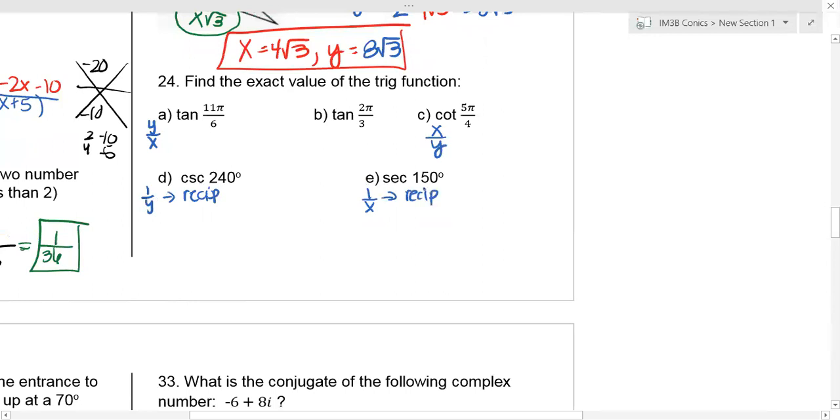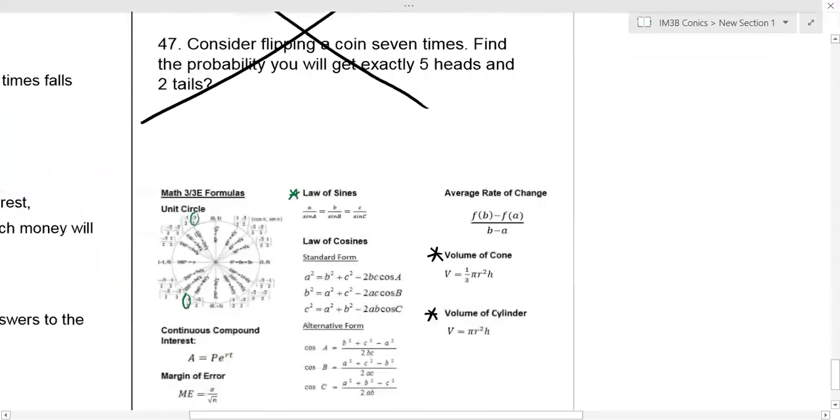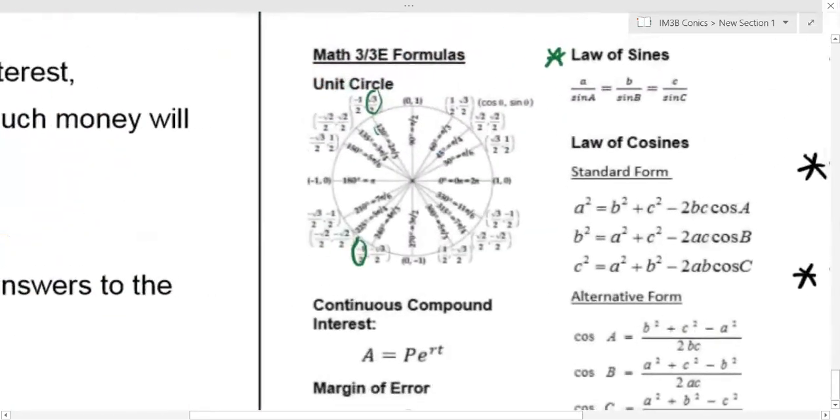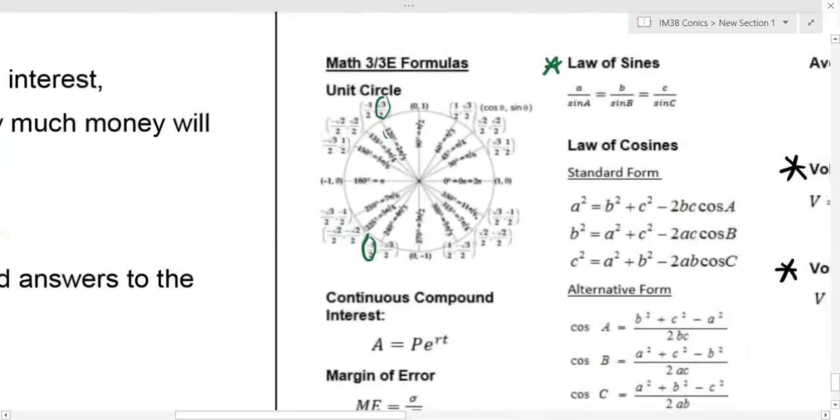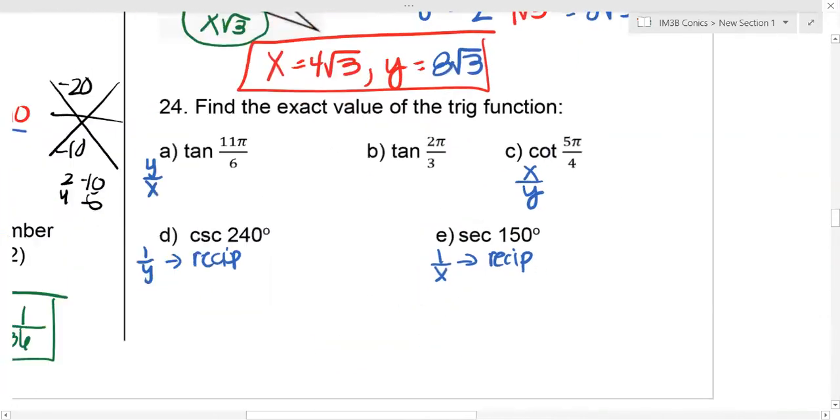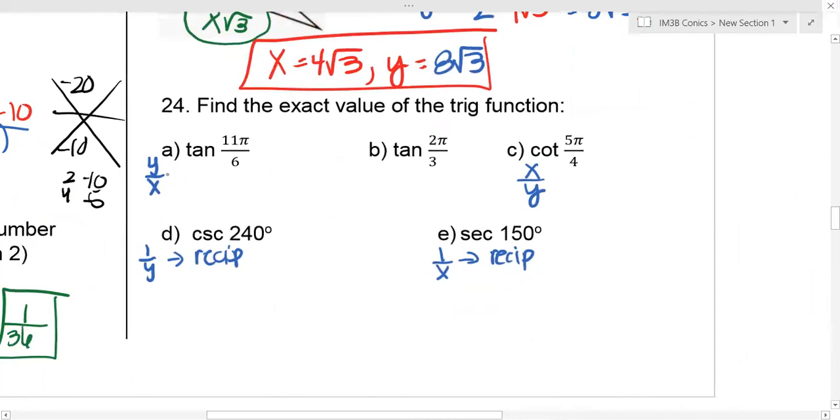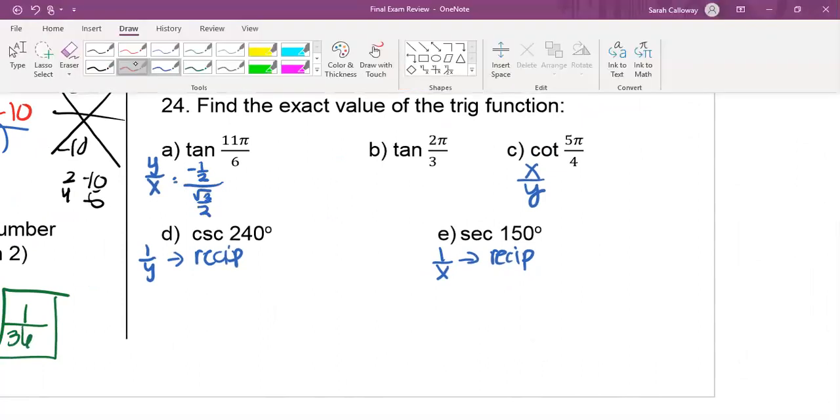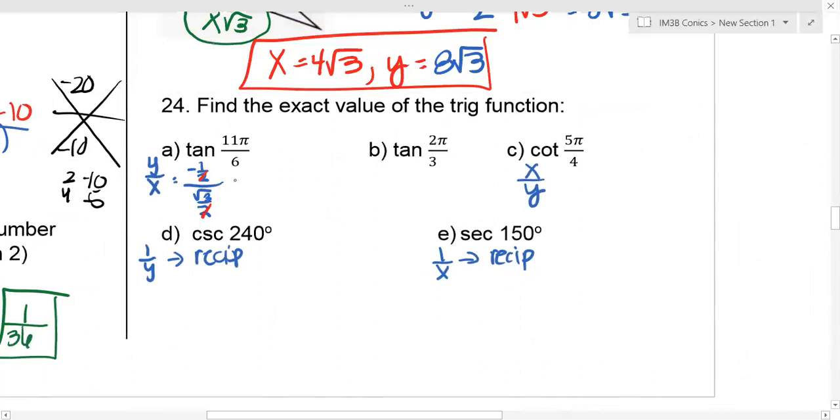So let's look for 11 pi over 6 on our unit circle. So 11 pi over 6 is this value here. So our x is rad 3 over 2. Our y is negative 1/2. So we're going to use those two values to find tangent. So y was negative 1/2. X was positive rad 3 over 2. Remember that since they have the same denominator, we can cancel out the denominator.